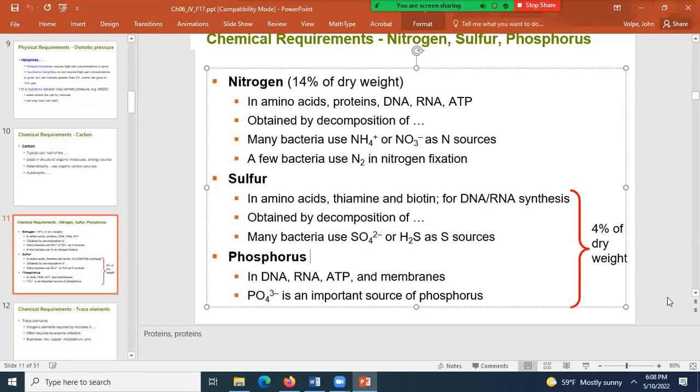Organisms also have a phosphorus need. Phosphorus is needed in DNA, RNA, and ATP. Phosphorus is also in the membranes of a cell, such as the cell membrane. And we talked about this before. A phospholipid is the main molecule of a membrane. And obviously it contains phosphorus in it.